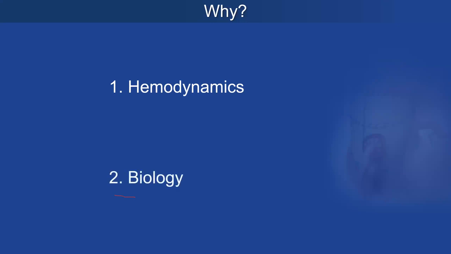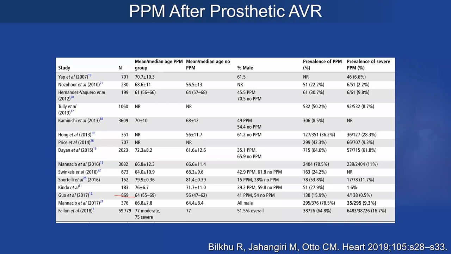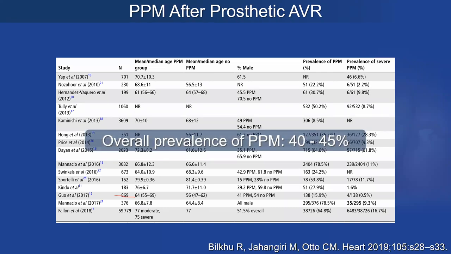Because the two reasons why I think we are seeing this gap in survival versus the general population after conventional AVR is one, hemodynamics, and two, biology. And in terms of hemodynamics, I think all of us should really think patient prosthesis mismatch anytime we're doing any aortic valve surgery, because an AVR is not an AVR is not an AVR. And a lot of patients actually leave the hospital with some degree of PPM. This is a recent review by Catherine Otto showing that nearly 40 to 45% of patients leave the hospital after an AVR with some degree of patient prosthesis mismatch.